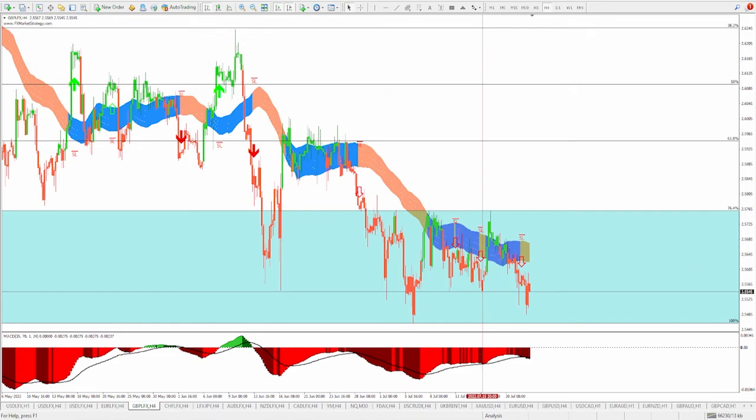Pound index, the same scenario. So what we expect is just this to come down here to test this level only. Okay, and from here, this is gonna fly up. This is going to fly up here. Possibly we go all the way here.